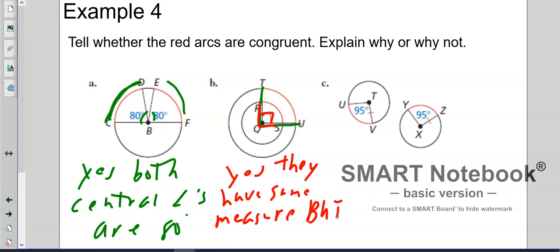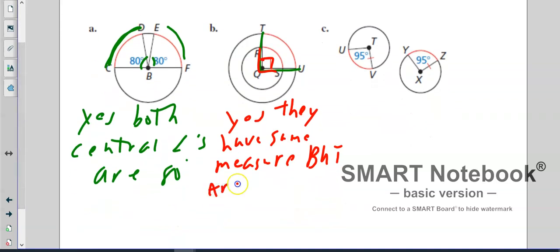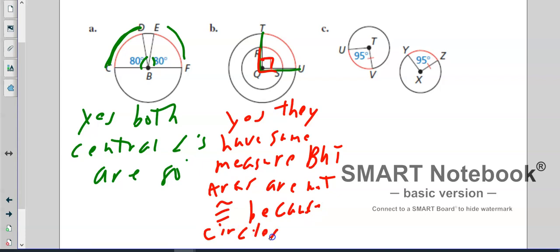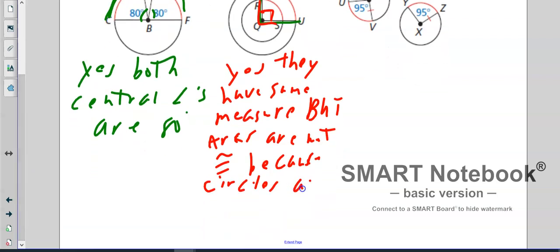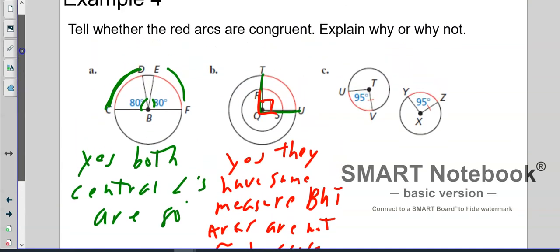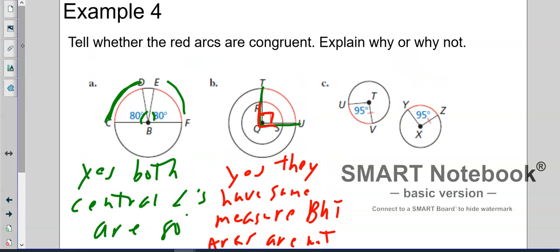but the arcs are not congruent. Because the circles are not congruent. Or you could say they are different sizes. So they both have 90 degrees as the measure of the arc angle, but the arcs are not congruent. They have a different measure because the circles are different.